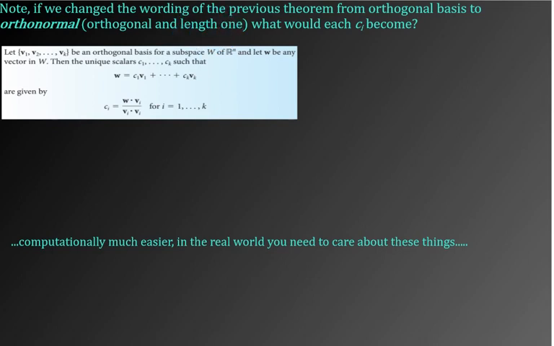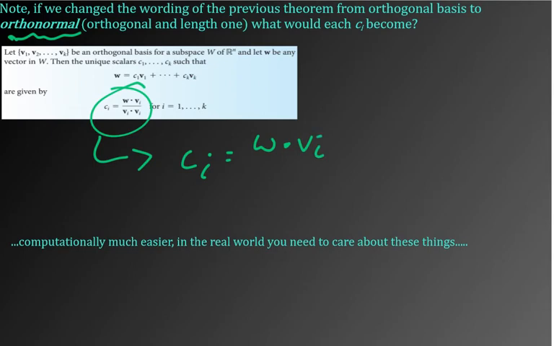this is like i hat, j hat, k hat, the standard basis, then realize that this part right here, if this was orthonormal, is going to actually reduce, and each c sub i is just going to be w dot v sub i over 1, which is w dot v sub i. And computationally, this is even easier than before now.